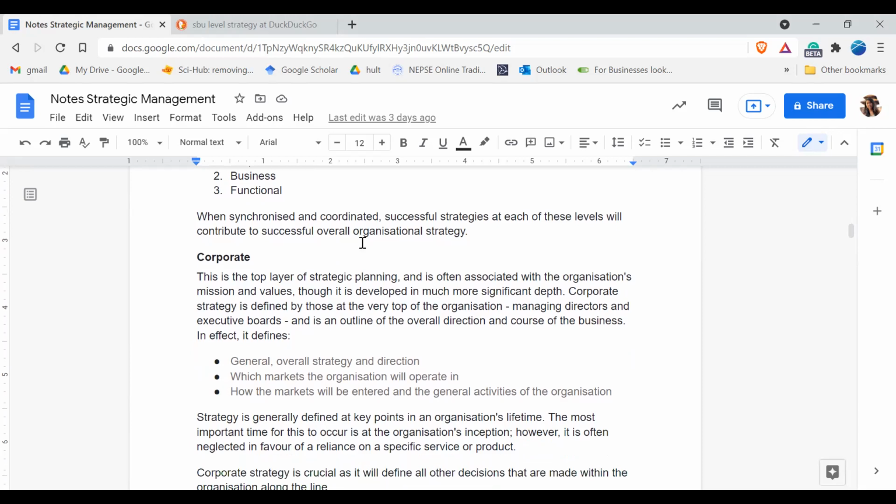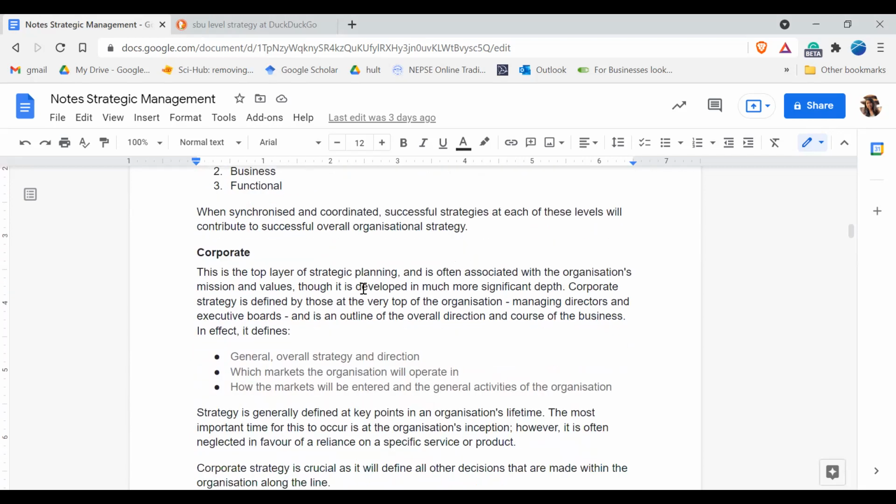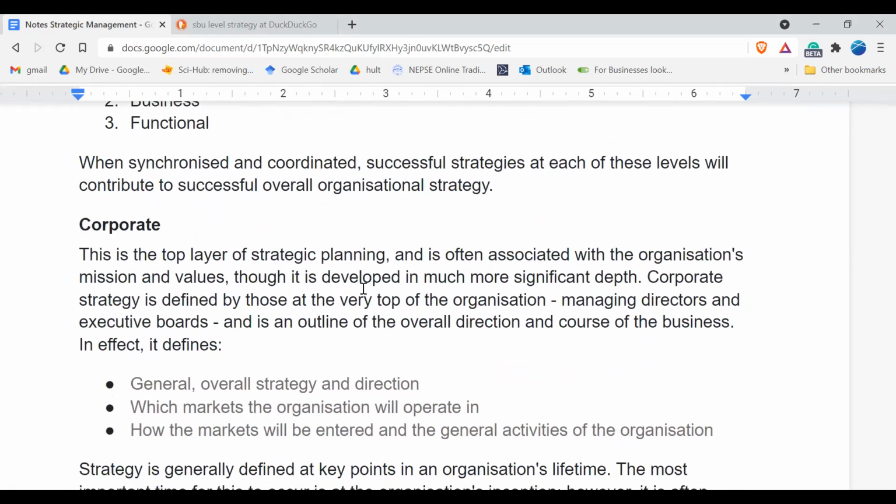So, corporate level strategy. It is the top layer of strategic planning and is often associated with the organization's mission and values.